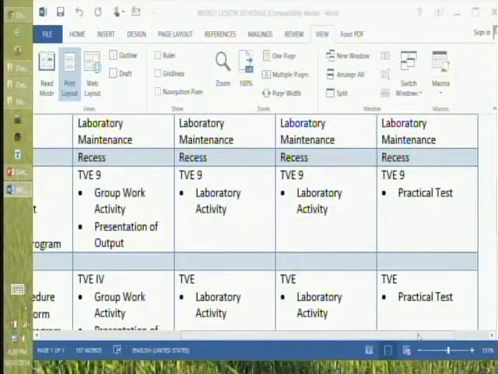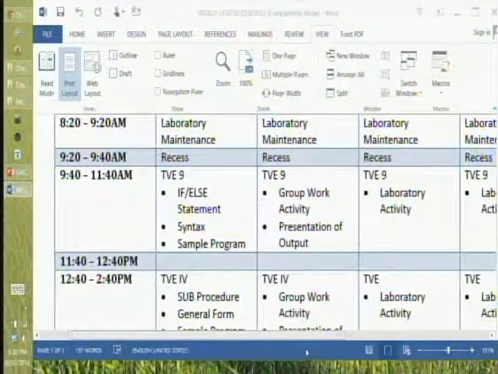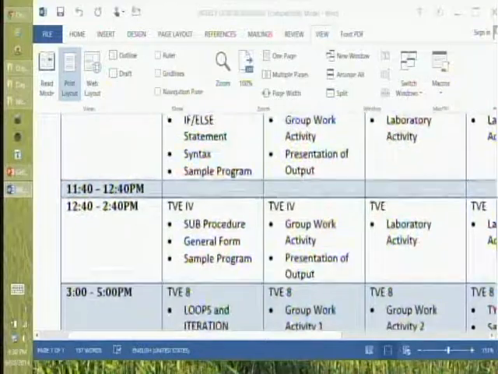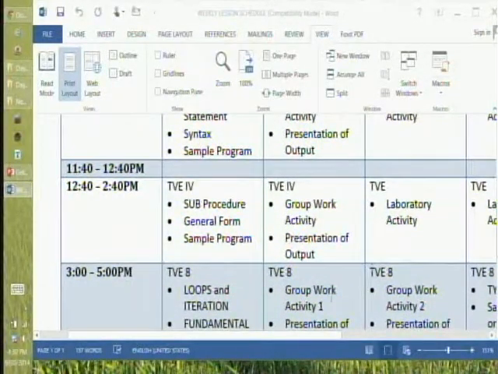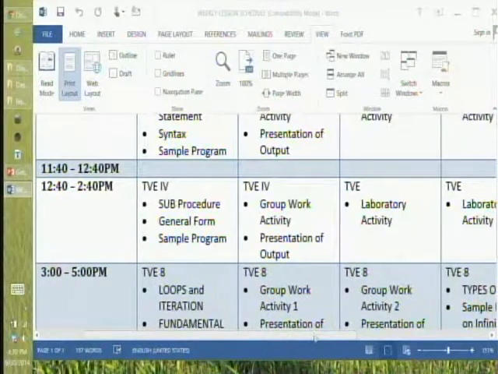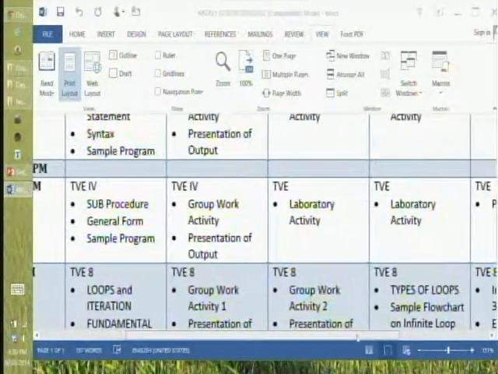Okay. Next to that is the 4th year, TVE 4th year. And this is a Visual Basic programming language also. And as you could see, the pattern of the schedule: on the first day, on Monday, there will be a class discussion, followed by a group work activity, then laboratory, and then at the end the practical demonstration test.